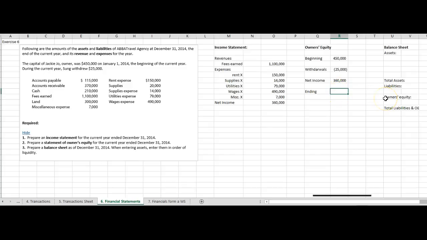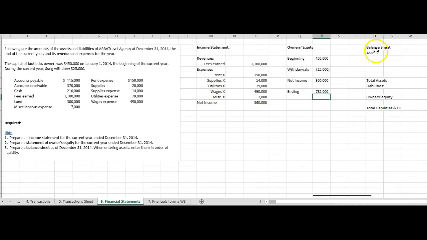So how do I get my ending? So it's going to be equal $450,000. I would be subtracting the $25,000 and then adding the $360,000, which gives me an ending capital account of $785,000. The next thing we then do would be putting together the balance sheet, which kind of looks like this. I've kind of laid it out for you.